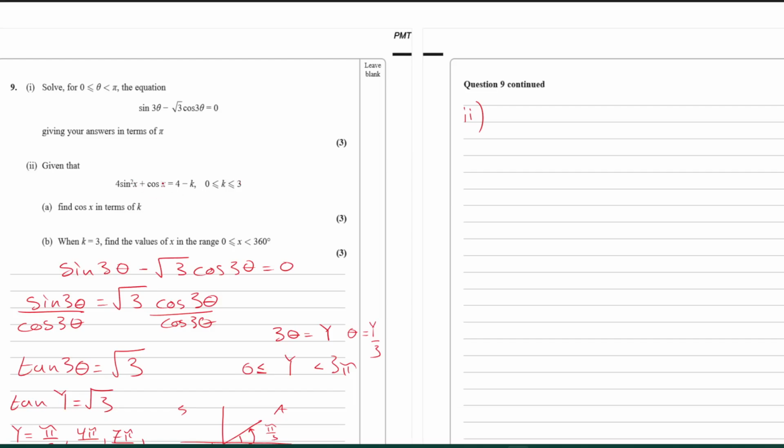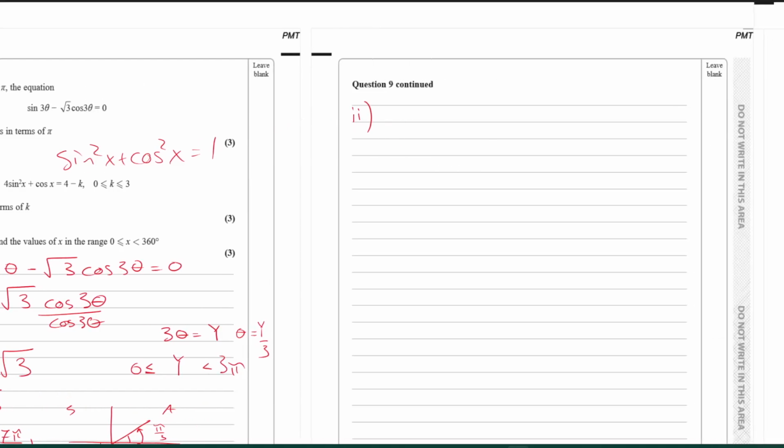First of all, I know this is a cosine x and this is a sine squared of x, so I want everything to be a single function. So I know that sine squared x plus cosine squared x equals 1. So I can change this sine squared x as 1 minus cosine squared of x. So this is going to be 4 into, instead of sine squared of x, 1 minus cosine squared of x, plus cosine x.